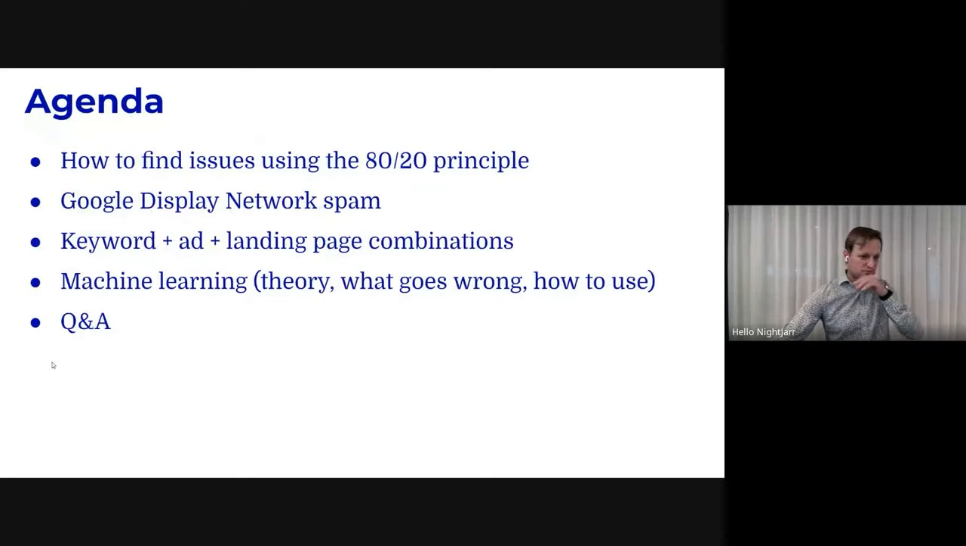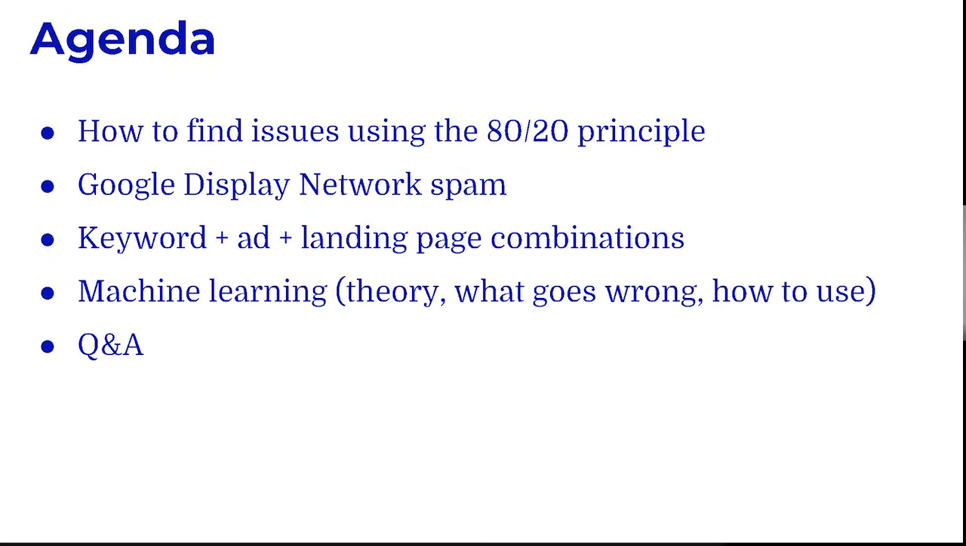So cool. In terms of the agenda, we're going to talk about how to find issues using the 80-20 principle. That's the first part. Then we're going to talk quite extensively about the Google Display Network and the spam in it. It's quite shocking. Then I'm going to talk about keyword match types, the ads and the landing page combinations. And then we're going to go a little bit more advanced. We're going to talk about machine learning, a little bit of theory, what goes wrong and how you can use it. And then we're going to have some Q&A.